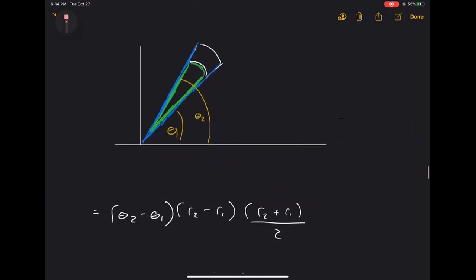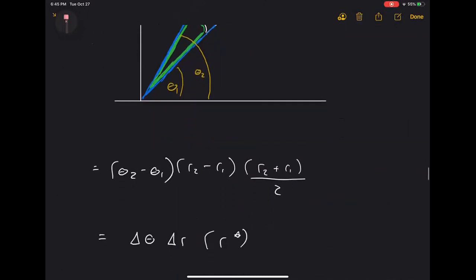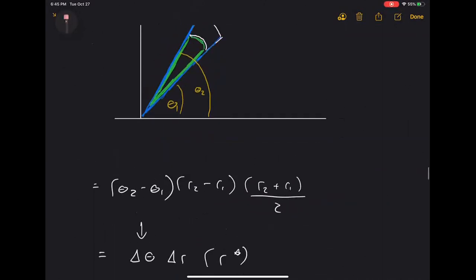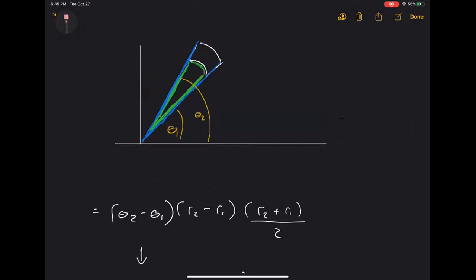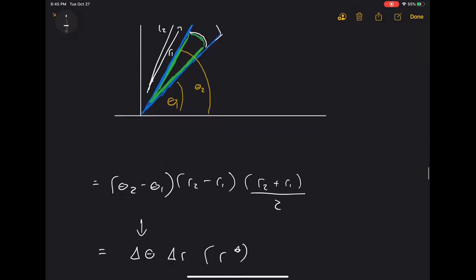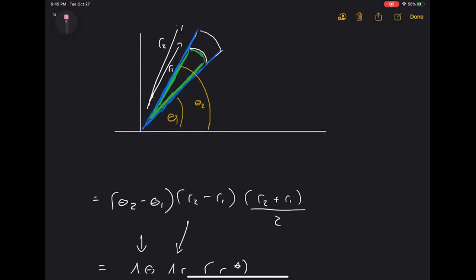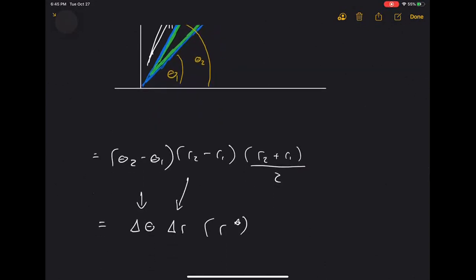Now, how can I think of these? Well, this theta 2 minus theta 1 is really a difference of two thetas. Let's call that delta theta. And then R2 minus R1 is the difference of two radii, so I'm going to call that delta R. And then this R2 plus R1 over 2, we said that's some radius. It's like the average radius, a radius that puts us right in our rectangle. So let's just call that R star.